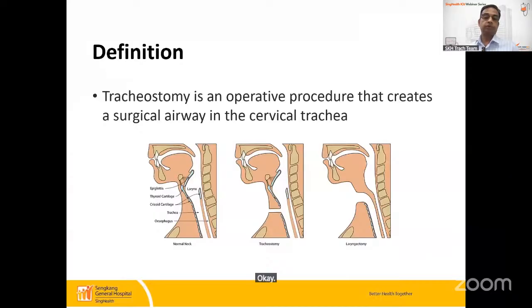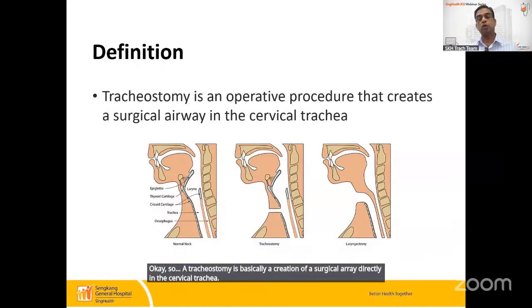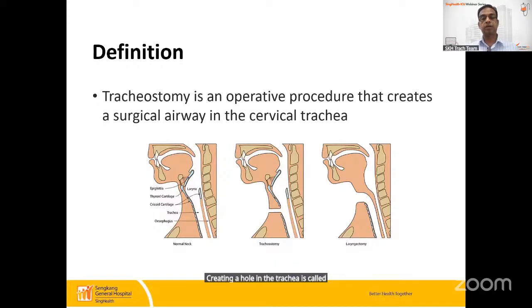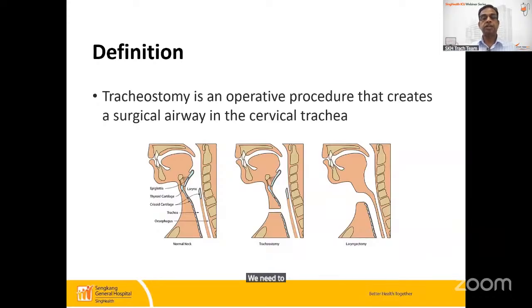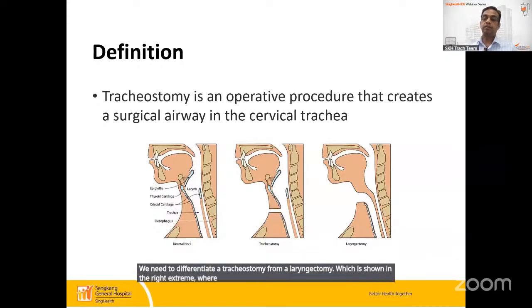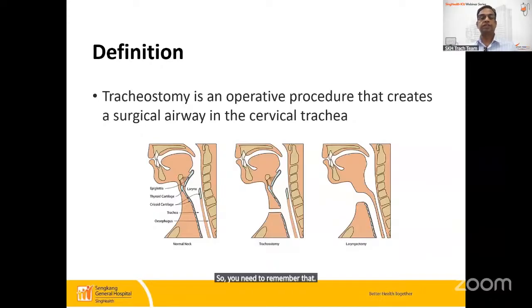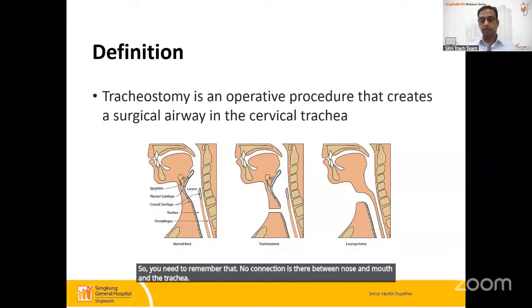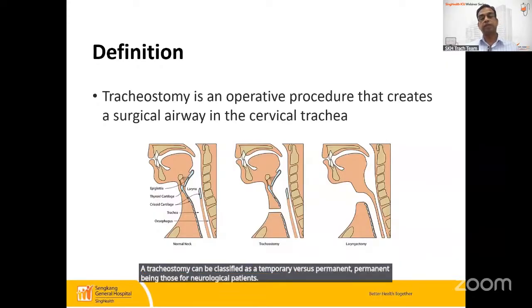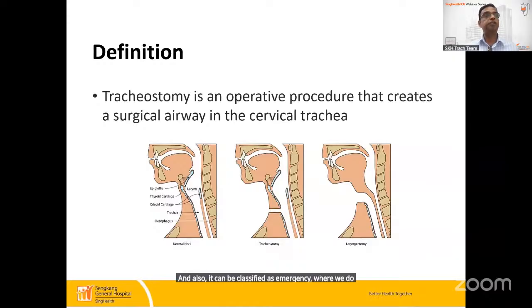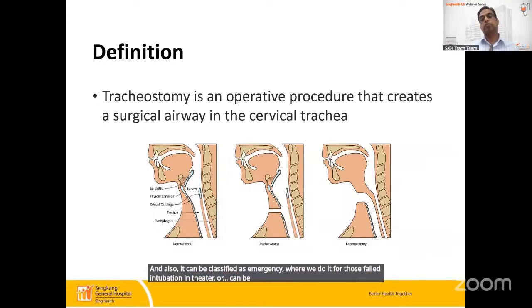Okay, so a tracheostomy is basically a creation of a surgical airway directly in the cervical trachea. Creating a hole in the trachea is called tracheotomy. The whole process of creating a hole and putting the trachea tube in is called tracheostomy. We need to differentiate a tracheostomy from laryngectomy, which is shown in the right extreme, where the trachea is directly opening into the front of the neck. So you need to remember that no connection is there between nose and mouth and the trachea. A tracheostomy can be classified as temporary versus permanent, permanent being those for neurological patients. And also it can be classified as emergency, where we do it for those who failed intubation in theater, or can be elective, what we do in intensive care.